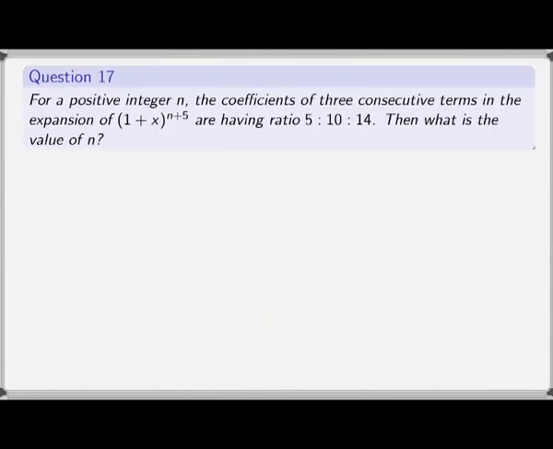It is given to us that for a positive integer n, the coefficients of three consecutive terms in the expansion of (1 plus x) whole to the power n plus 5 are having ratio 5 is to 10 is to 14. We shall find out the value of n. First we write down the binomial expansion of (1 plus x) whole to the power n plus 5. This is equal to the sum running from t is equal to 0 up to n plus 5 of (n plus 5)Ct into x to the power t.